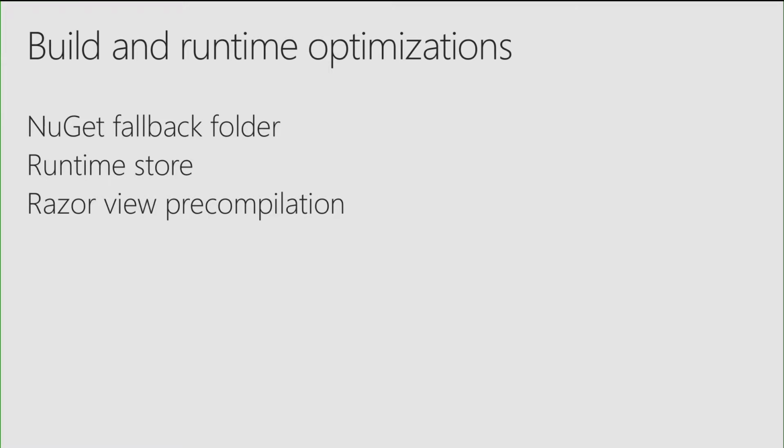For build and runtime optimizations, as I mentioned before, we're putting all of those NuGet packages in that meta package on disk in a NuGet fallback folder. So as you're building your application, we have reference materials on disk for IntelliSense. There's also Razor View pre-compilation. This means that we're not waiting for that first-time hit on the server in order to compile those views prior to them being sent down to the browser.